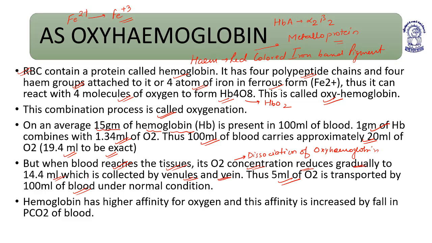So out of 19.4 ml or 20 ml, 14.4 ml is collected by venules and vein, and only 5 ml of O2 is left behind for the transportation by 100 ml of blood under normal condition. Hemoglobin has higher affinity for oxygen, and this affinity is increased by fall in partial pressure of CO2 of blood.